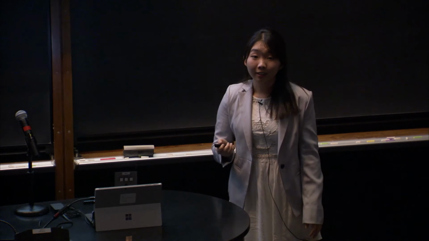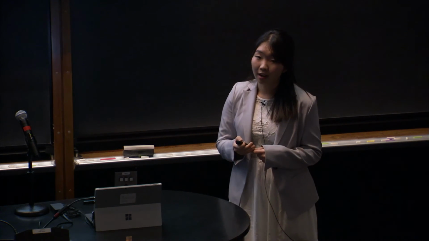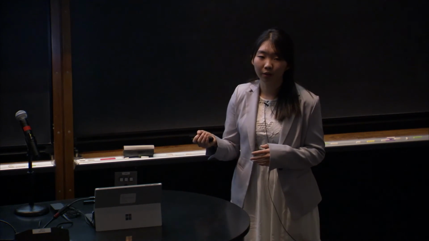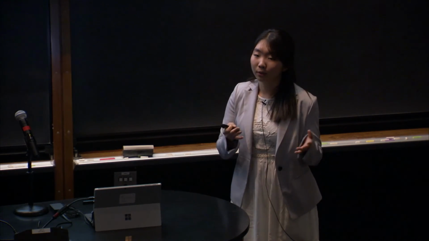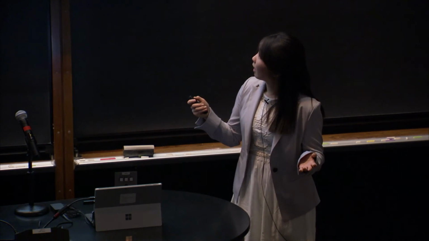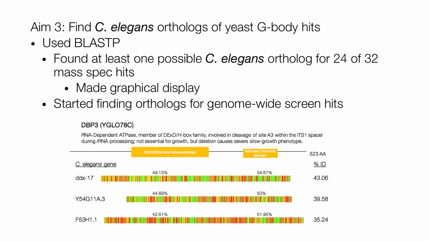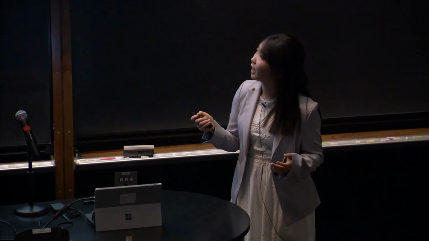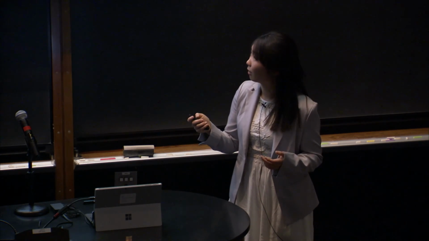So finally, with the hits from both the mass spectrometry screen and from the genome-wide screen, I wanted to find the orthologs in worms, or the conserved genes with the same function in worms. I found C. elegans orthologs for most of the mass spec hits, and I'm still in the process of doing that for the genome-wide screen hits. And I made a graphical display to show the conservation. Here the green lines are identical amino acids, the yellow lines are similar amino acids based on polarity, and the red ones are completely different amino acids. You can see that the conservation is higher in the functional domains, indicating that these are likely orthologous genes.